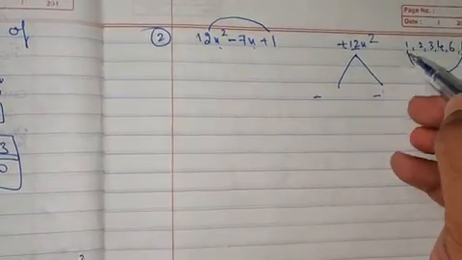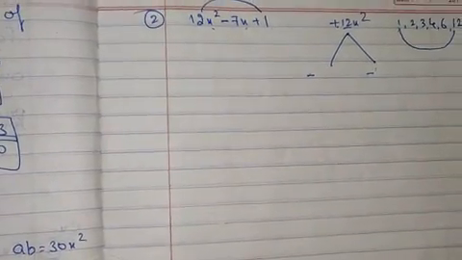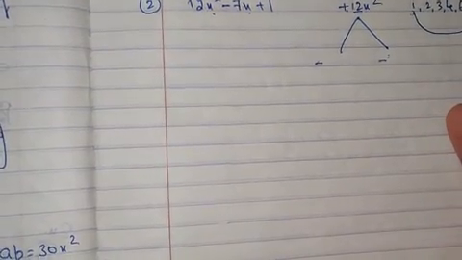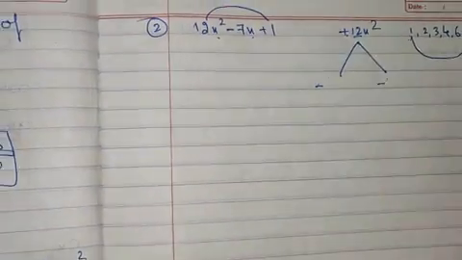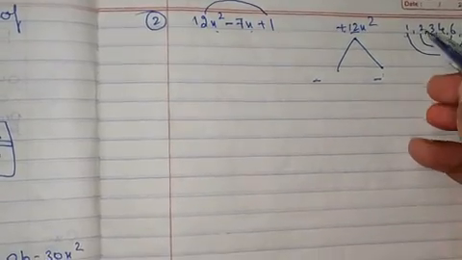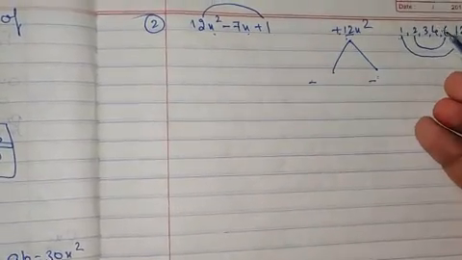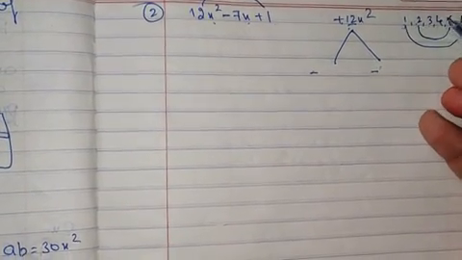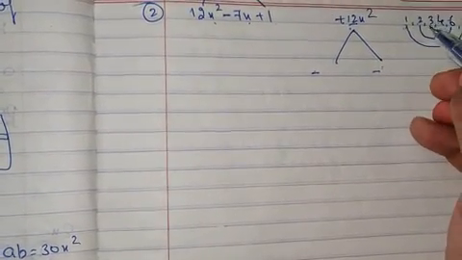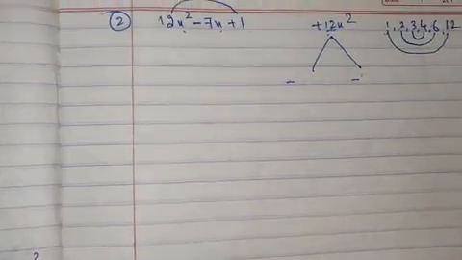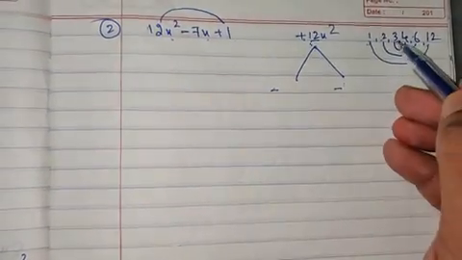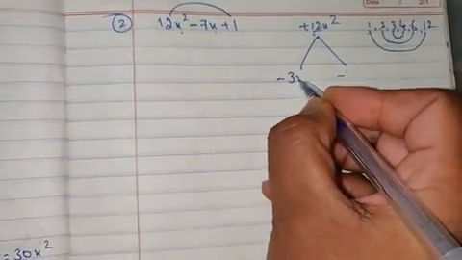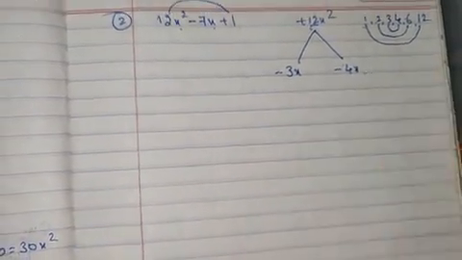1 twelves are 12, but 1 plus 12 gives 13, and 1 minus 12 gives minus 11. So that is not the answer here. 2 sixes are 12, correct, but 2 minus 6 is minus 4 and 2 plus 6 is 8. So it is not possible. 3 fours are 12. 3 plus 4 gives us 7. So the factors are 3x and 4x.